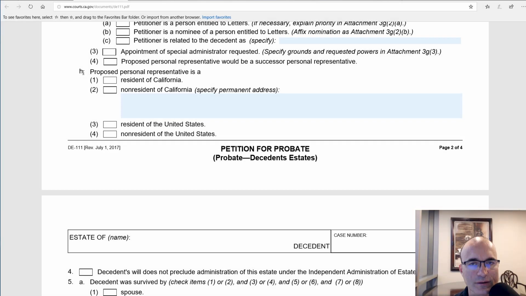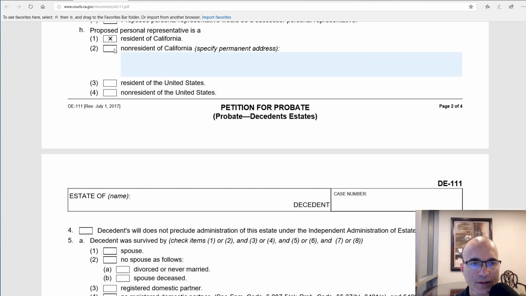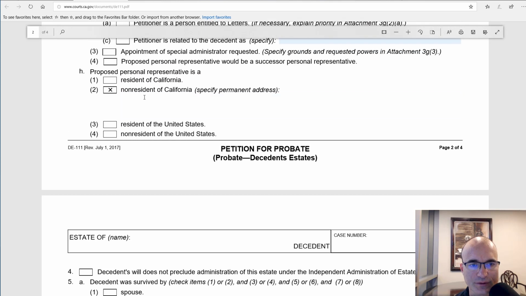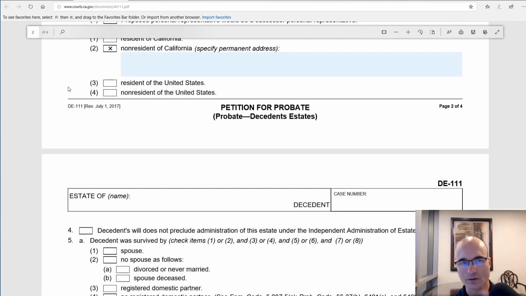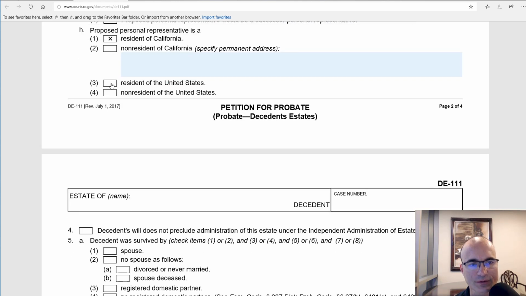Okay, now under H, the court wants to know something about this personal representative, the executor or administrator who's going to be acting. So first of all, are they a resident of California? The court prefers California residents. If they're a non-resident, then they want to know, well, what address? Where's this person's address? Every now and again, the court will appoint a non-resident of California, but most courts really prefer that somebody resides in this state if they're going to act as executor, and they definitely want them to reside in the United States if they're going to act as an executor.